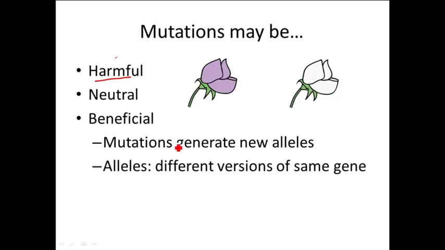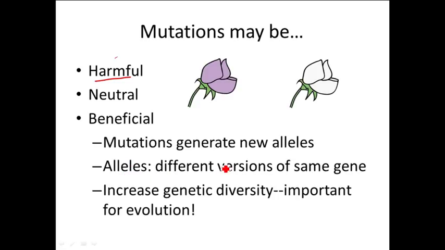Okay. So the way we get different versions of the same genes and why we don't all look the same is through mutation. So these generate alleles, which are different versions of the same gene. Okay? These increase genetic diversity within a population of organisms, and that's very important for evolution. Okay? And when we talk about evolution, we'll talk about the role of mutation and generation of new alleles. Okay? Right now we're going to go through an example of harmful mutation causing a disease, and then we're going to talk about some of the beneficial effects.